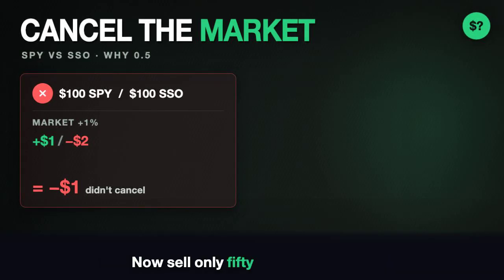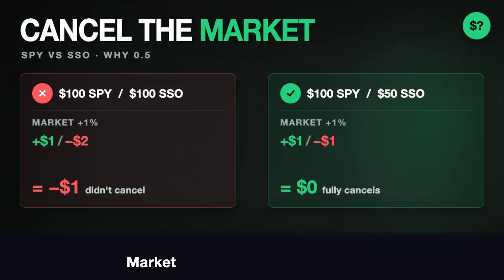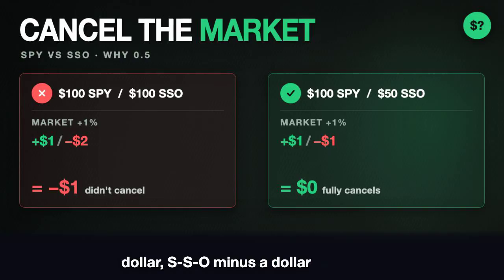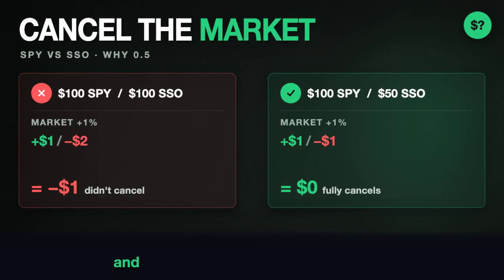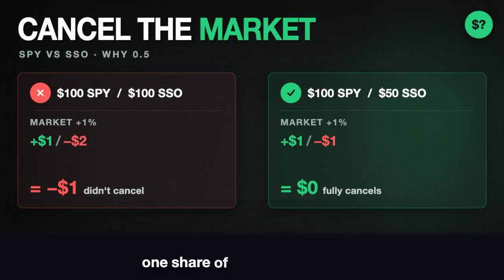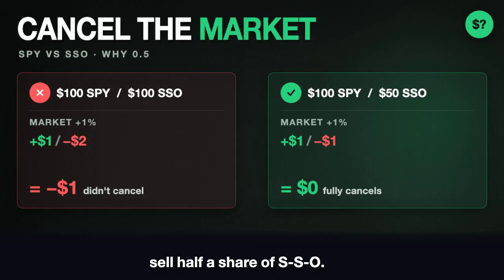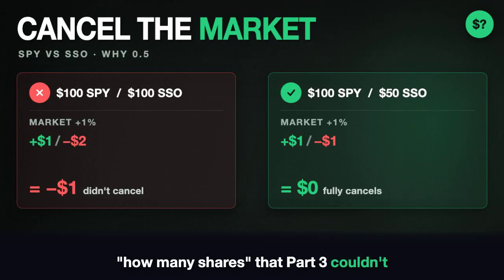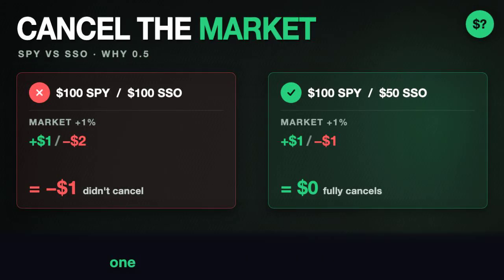Now sell only $50 of SSO. Market up 1%, SPY plus $1, SSO minus $1. Exactly zero. The market's direction is fully erased, and only the tiny difference between the two is left. That 0.5 is your hedge ratio, ETA. And that same ETA answers the question. For every 1 share of SPY you buy, you sell half a share of SSO. The how many shares that part 3 couldn't give you comes straight out of this one number.